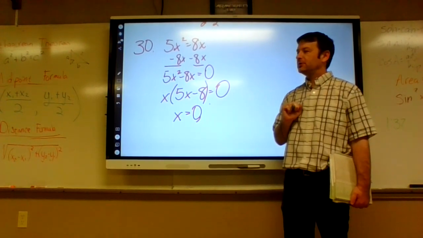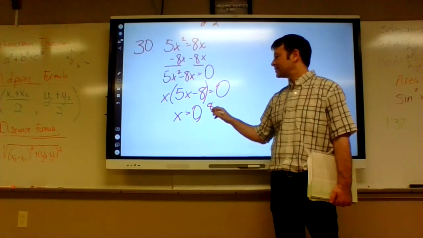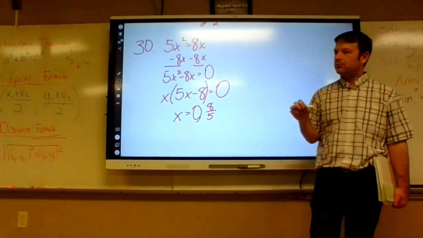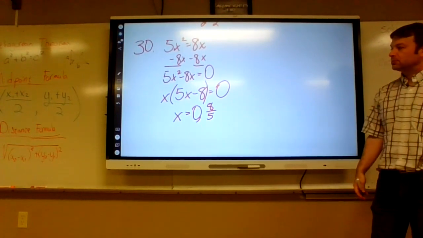Positive 8 negative 5 fifths. Oh, you guys forget already? Positive 8 fifths. There's a number in front of the x, it's going to be a fraction.